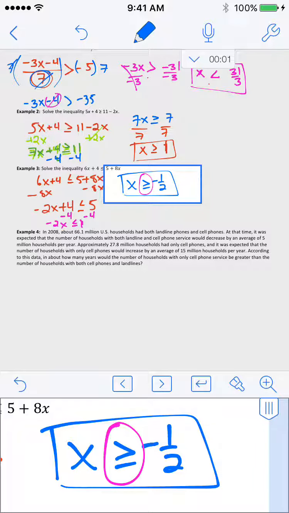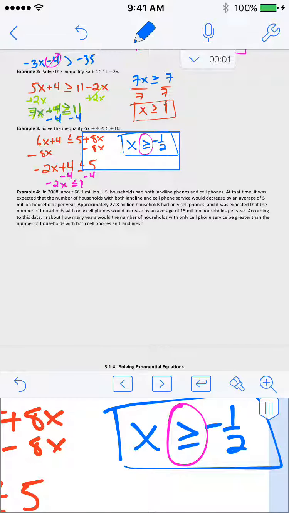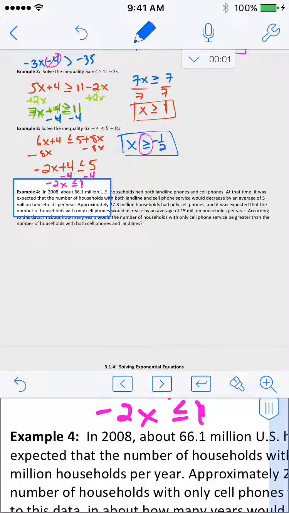Alrighty. Now a word problem. Always everyone's favorite time. So you may be thinking, okay, cool, but what's the point, right? So let's check out this word problem. We'll see if we can actually solve it. Remember, we're going to translate, solve, translate back, right? That's always how we solve a word problem.